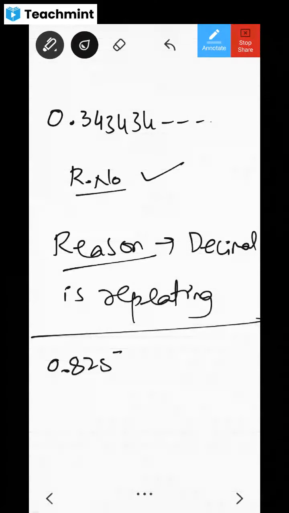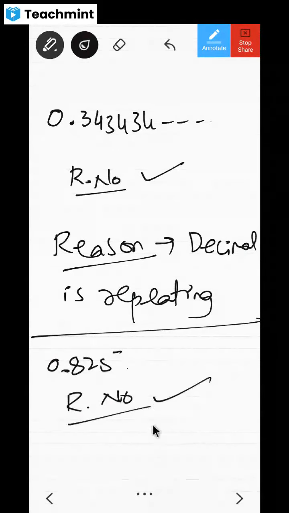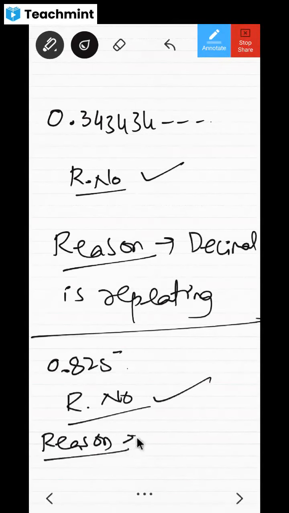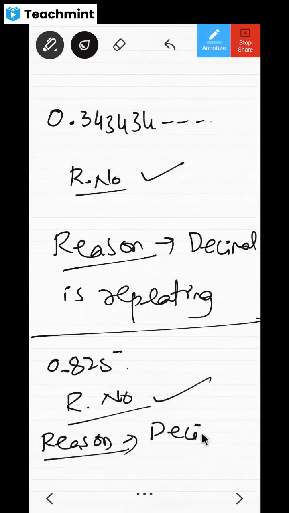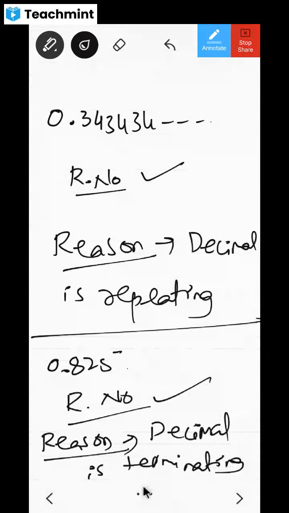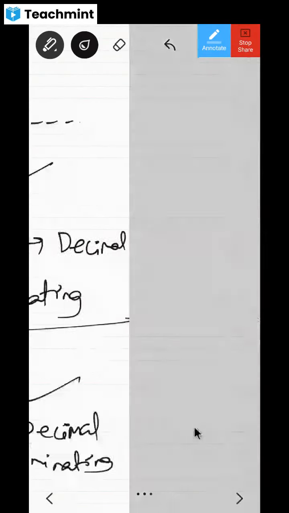Now if somebody asks you whether 0.825 is a rational number or not, yes, it is a rational number. If they ask you the reason, you say the decimal is terminating. Did you catch this point?